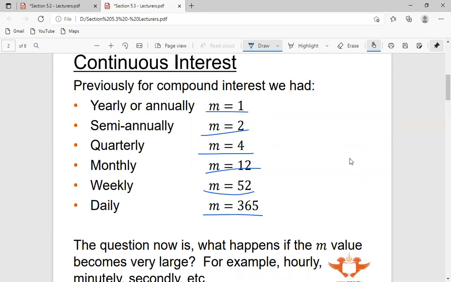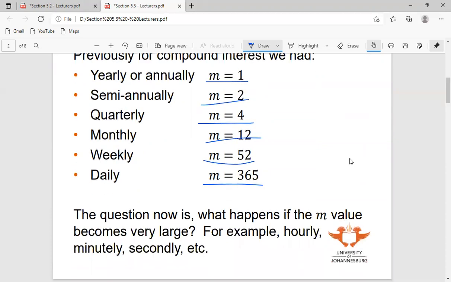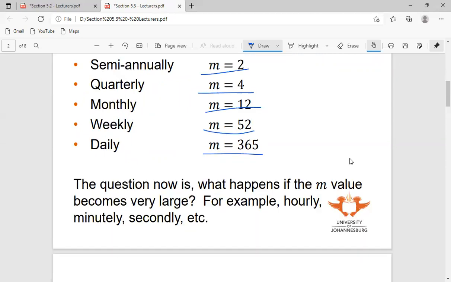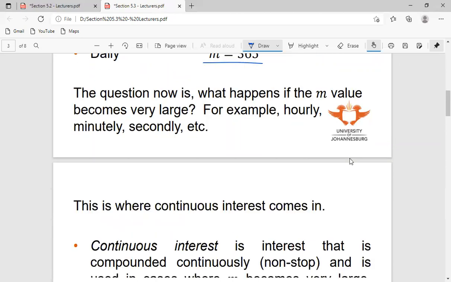All right. So now, what happens when M becomes very large? That's what happens when interest is calculated like every second or every hour. So you can imagine how many seconds there are in 10 years. That's a lot. That's a huge number, right? So when M becomes that very, very big, how then do we handle it?